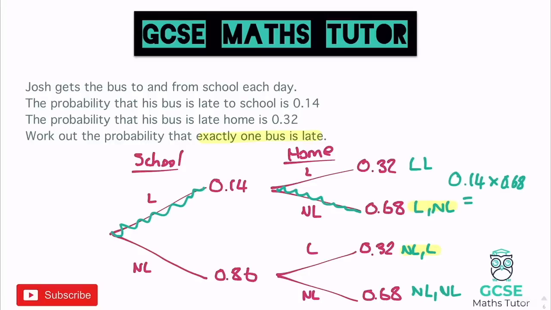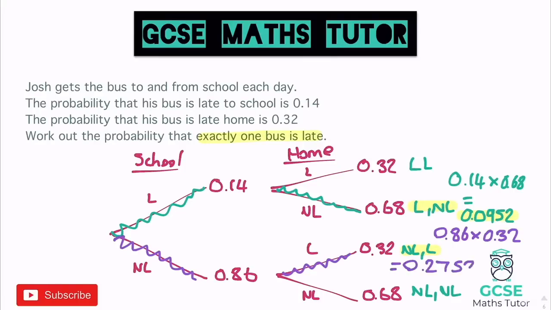0.14 times 0.68 gives us a probability of 0.0952. There we go. And that is our first probability, 0.0952. Let's have a look at our second one. So for the second one, obviously we could be not late and then late. And that's going to be 0.86 multiplied by the 0.32 there. And again on the calculator, 0.86 times 0.32 gives us a probability of 0.2752. There we go, and that's the probability of that route.